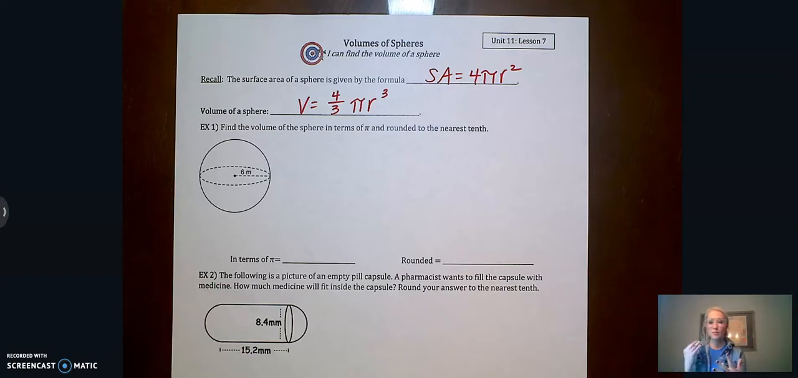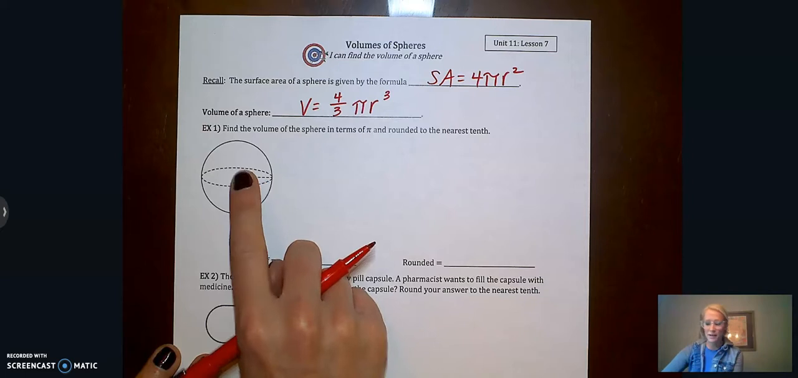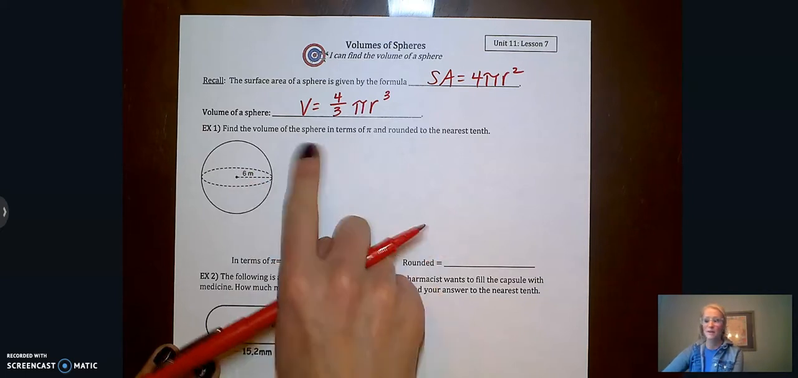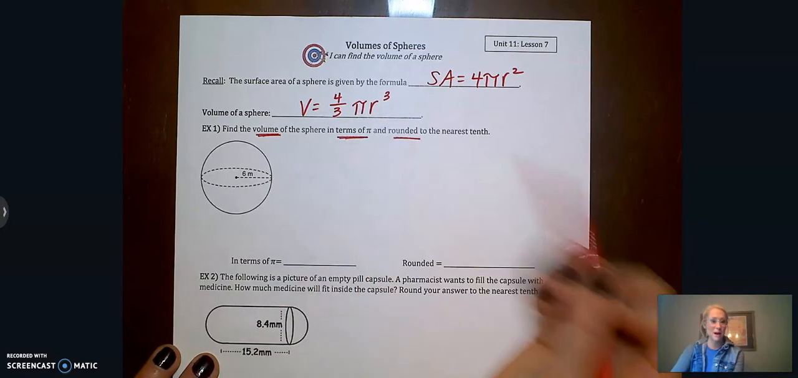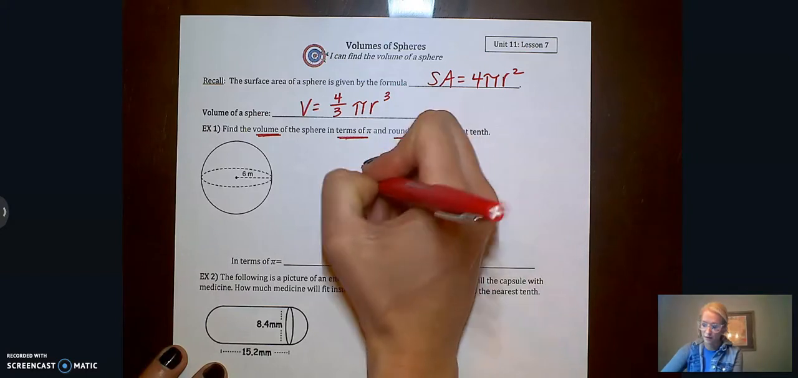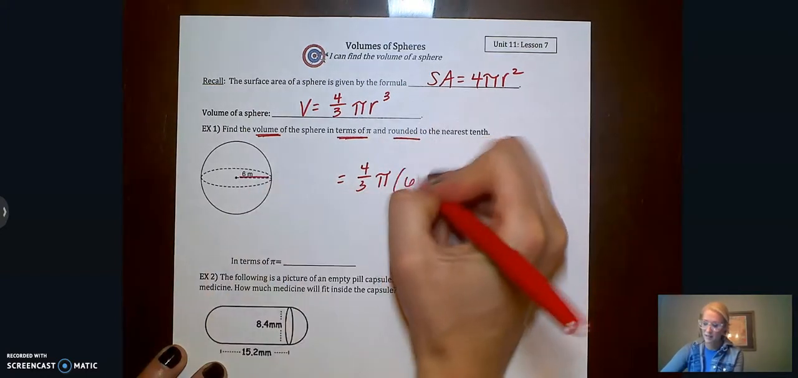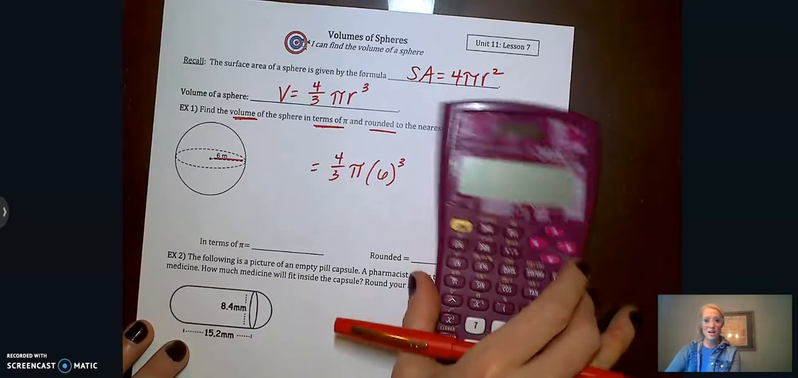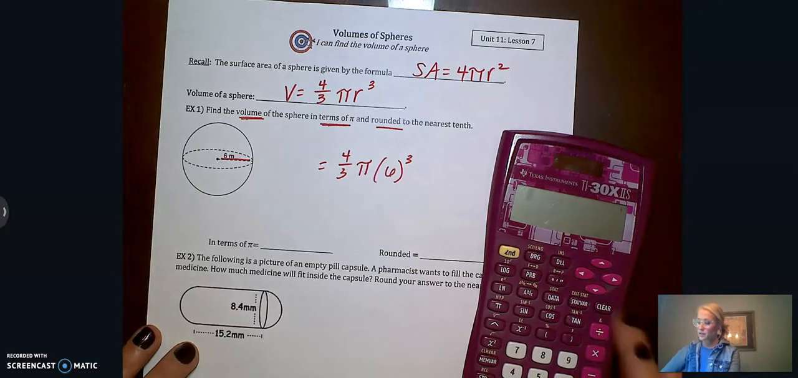So let's just do a really straightforward example. Practice typing this into our calculator because that might be new for some of us. Let's say they give me this sphere right here. They tell me the radius. I want to find the volume in terms of pi and rounded to the nearest tenth. So volume is just 4/3 pi. The radius is 6 cubed. Okay, watch, especially if you're not convinced you can type that in your calculator. Here's what you would do.